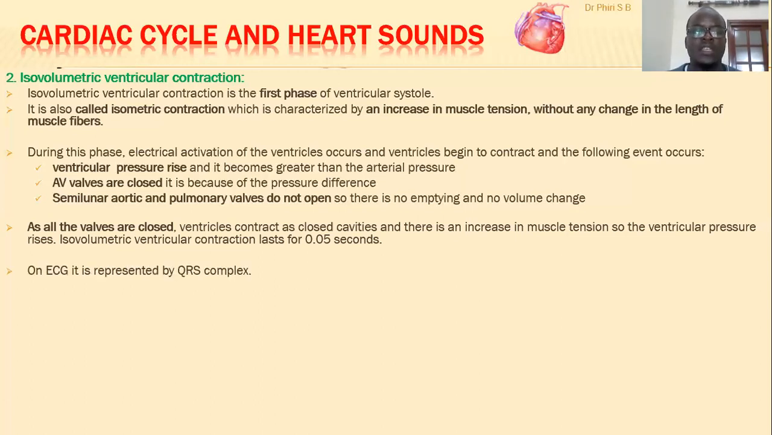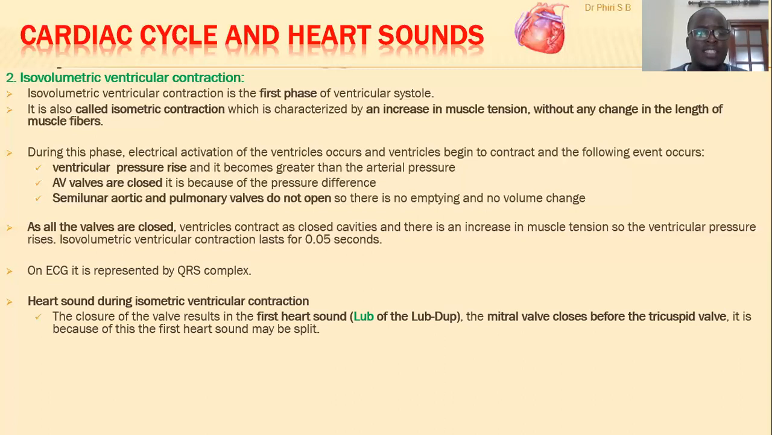On ECG, it is represented by the QRS complex. So isovolumetric contraction, when the ventricles are contracting but there is no change in the volume of blood and there is an increase in pressure, is represented by the QRS complex, because after the QRS complex you are going to have the contraction of the ventricles. The QRS complex is a result of depolarization of the septum, the major ventricles, and the base of the ventricles. So after depolarization, a contraction follows.